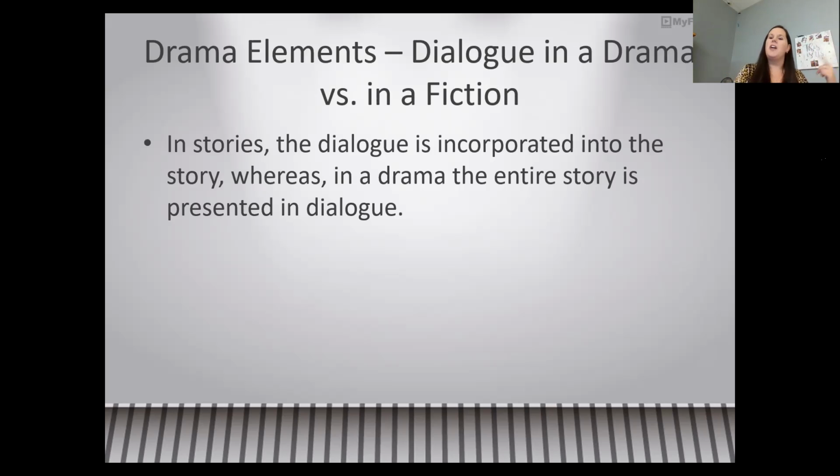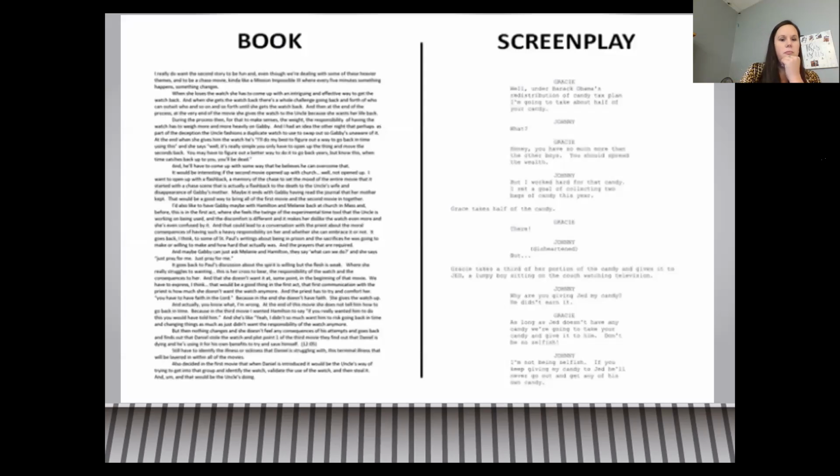A play, on the other hand, is going to say, Mary, walking into the school, in parentheses, asks, excuse me, Mr. Clark, has the tardy bell gone off? So in drama, the entire story is dialogue. We don't have any narration going on. Here is an example of the differences. On the left, we have a piece of fiction. It's got a lot of words to it, but a lot of that is description. On the right, it's just the words that the actors are saying.